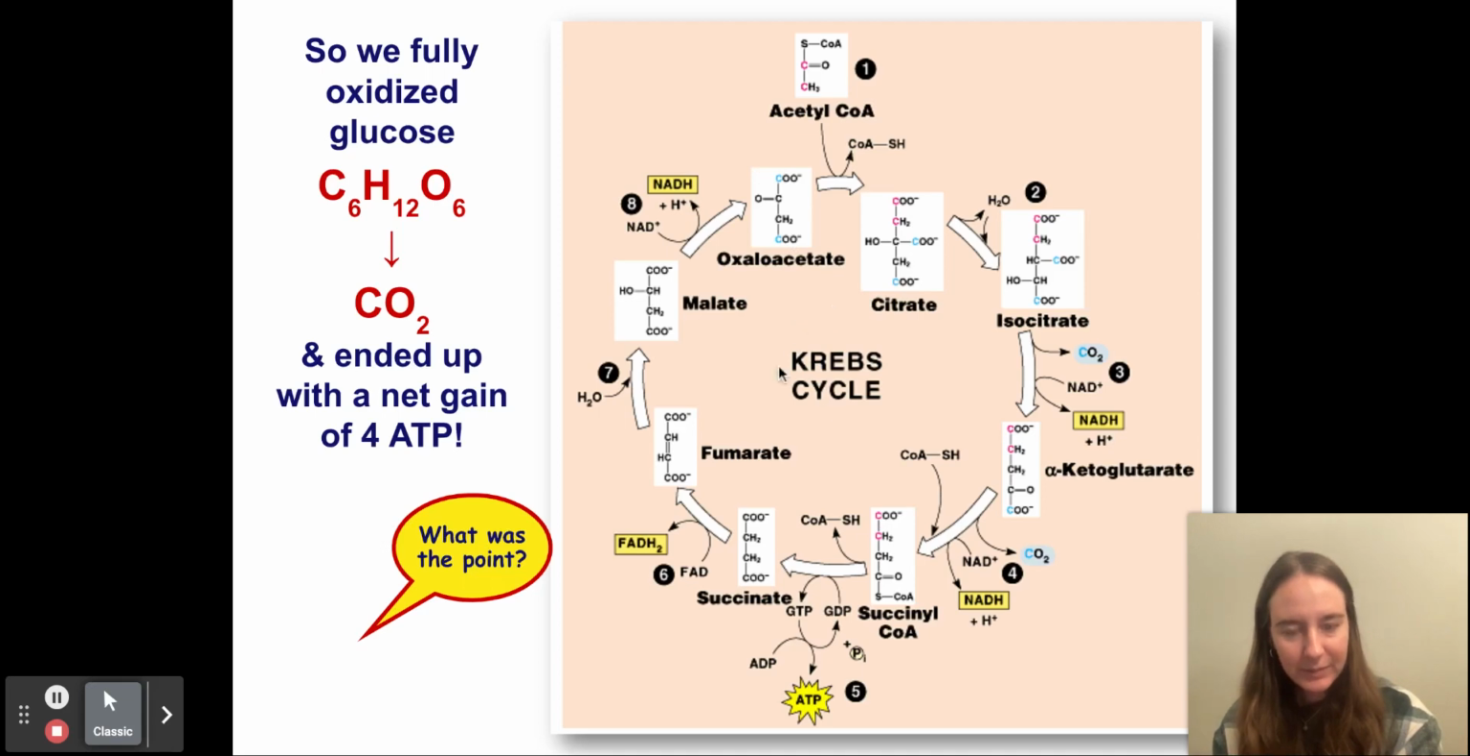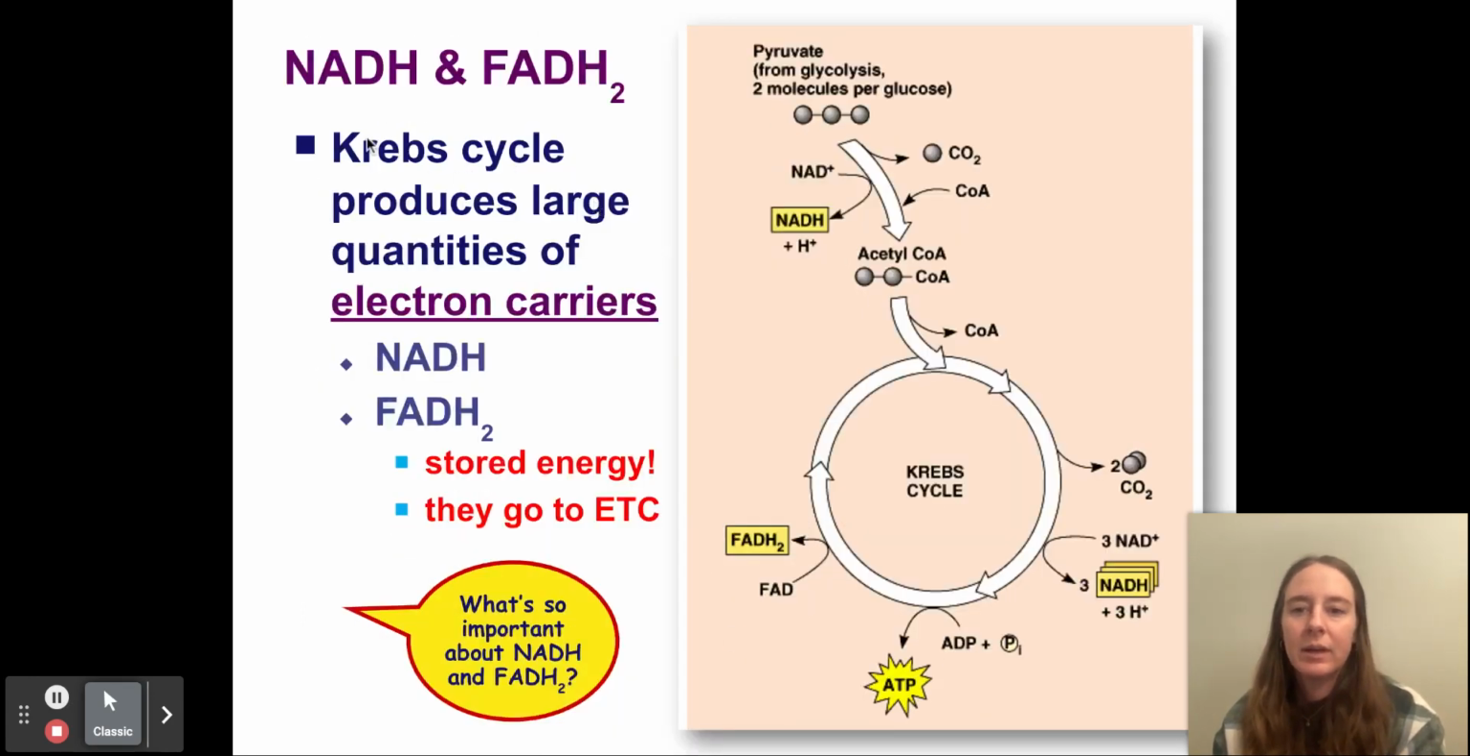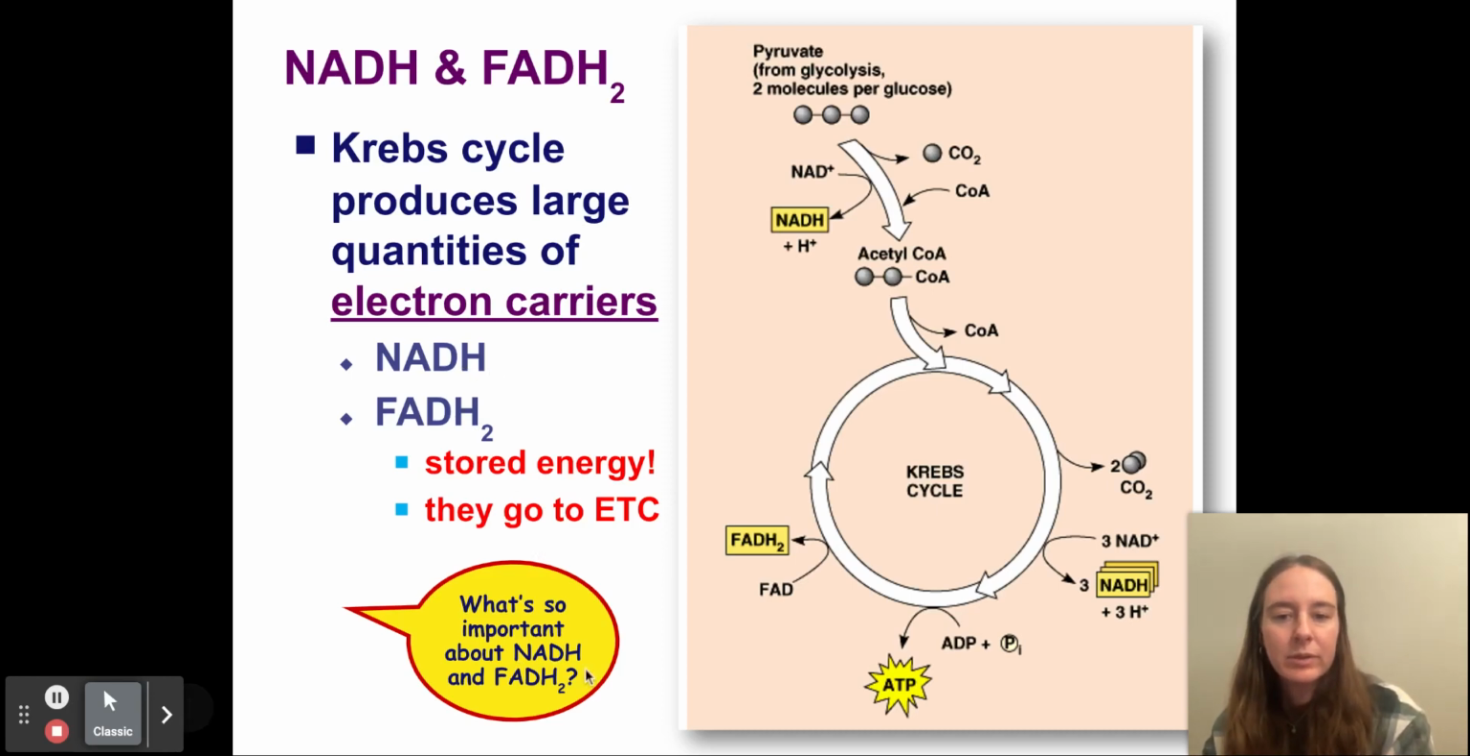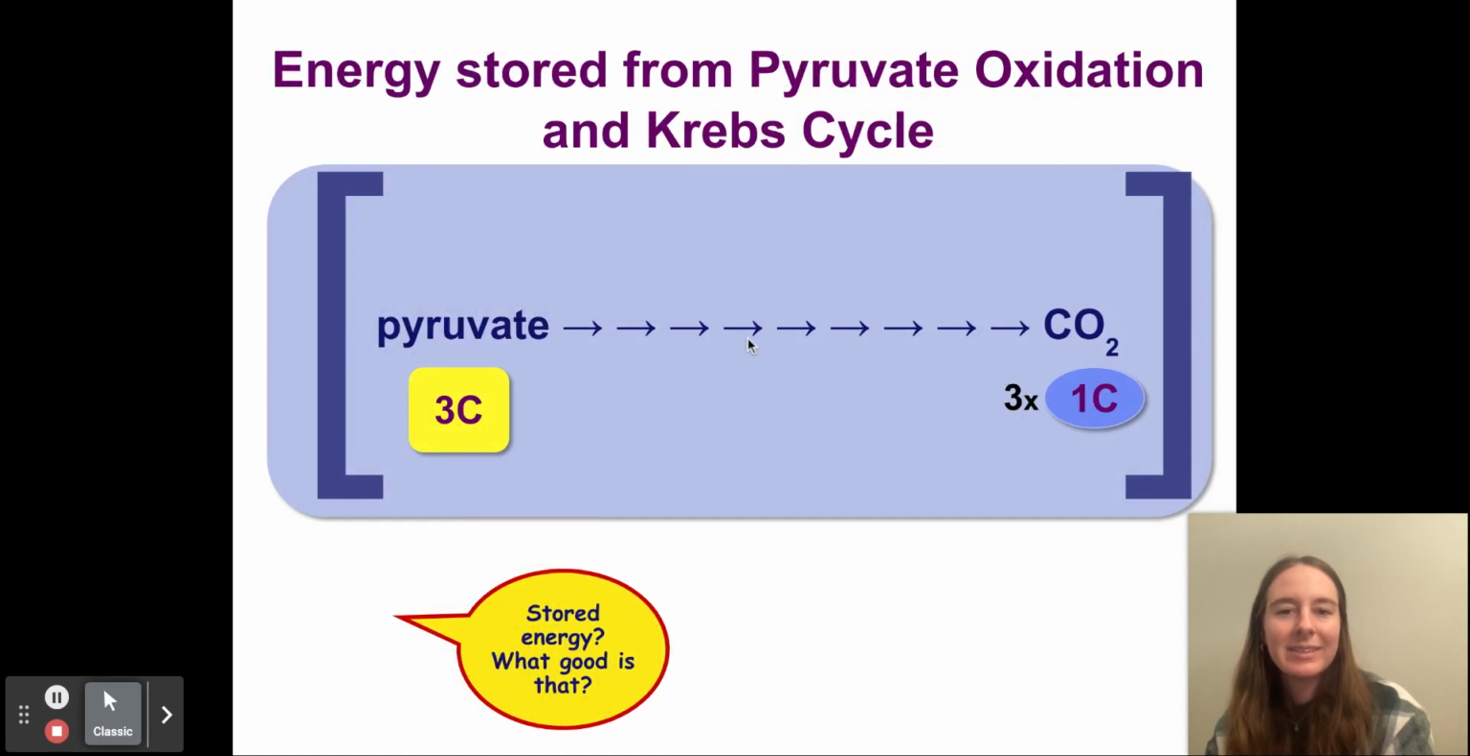Here's another picture of the Krebs cycle, looking at the details of how the carbons are shuffling around, changing. But remember, what you need to know here is that the point of the Krebs cycle is to make these energy-carrying molecules. So once again, the Krebs cycle produces large quantities of electron carriers, NADH and FADH2. They're stored energy. They've gained electrons, or they've gained hydrogens. So what's so important about these NADH and FADH2s? They are going to be generating energy later.